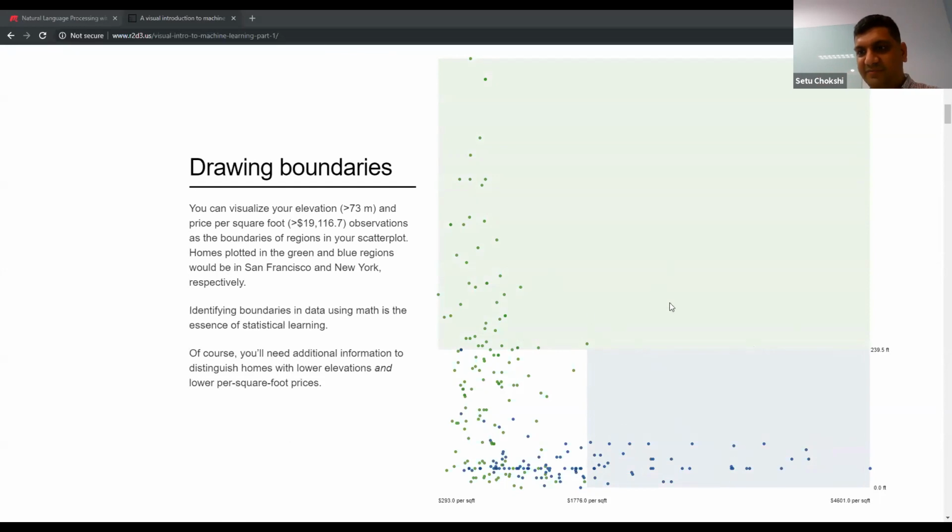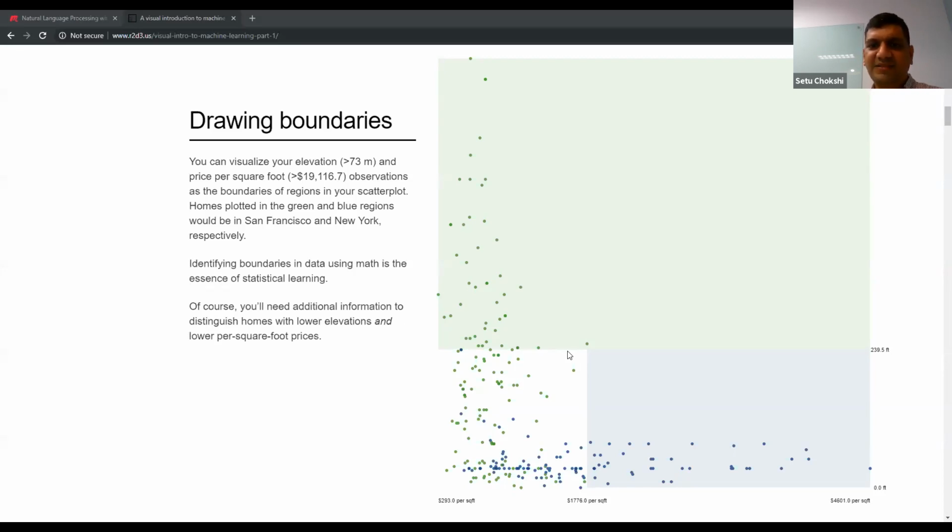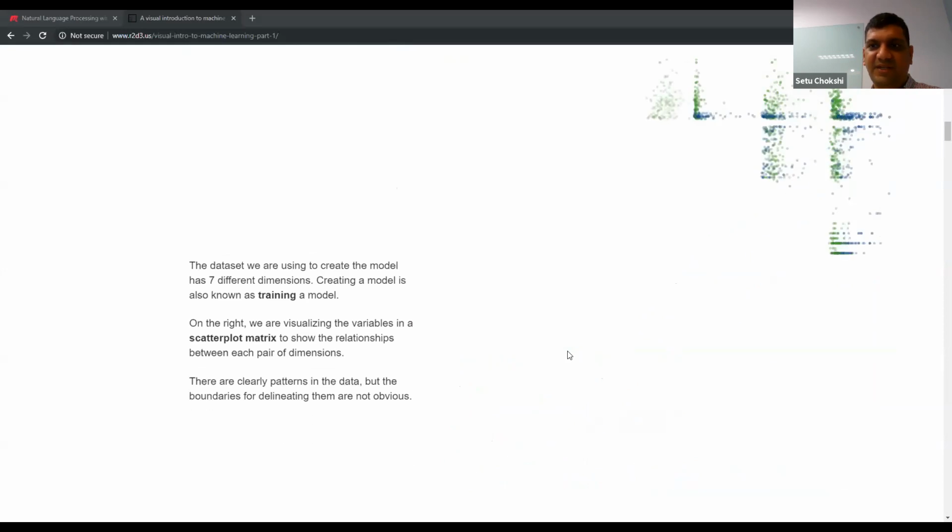So now I have done with my two predictors, two variables or two attributes. I've determined my two boundaries, which are given by my green square and the blue square. What my blue square says is that if my price per square foot is anything greater than 1776 or 1780, that's very likely to be in New York. Conversely, any value that's greater than 240, it's very likely to be in San Francisco. So now we are starting to build a very interesting model.